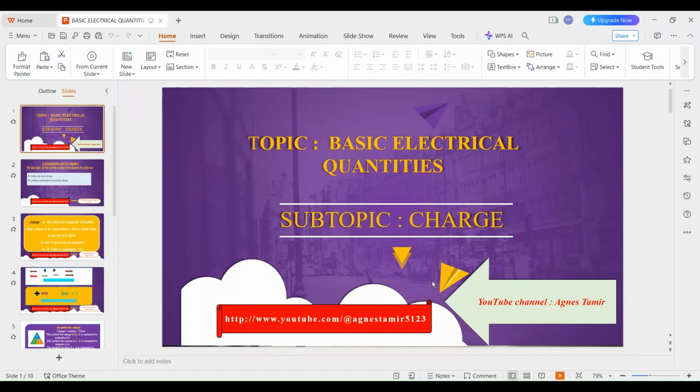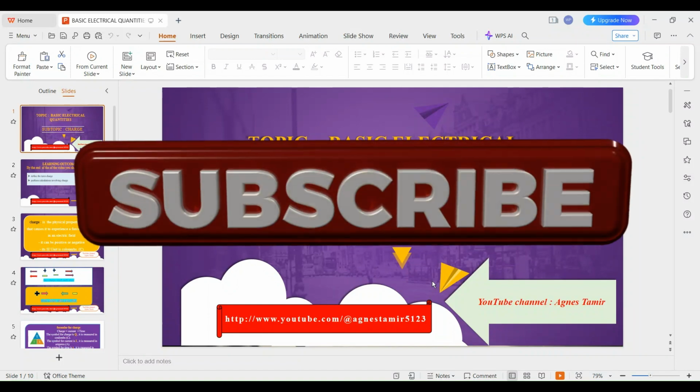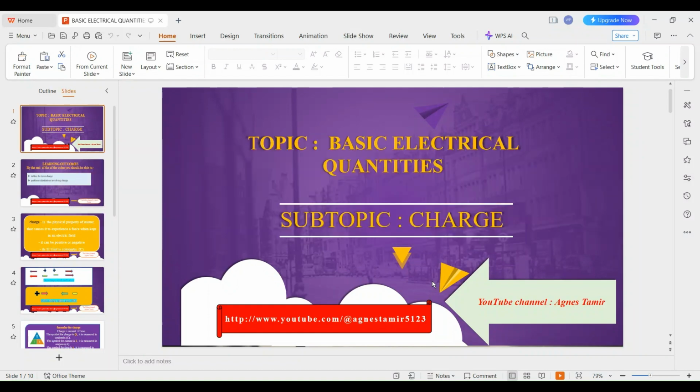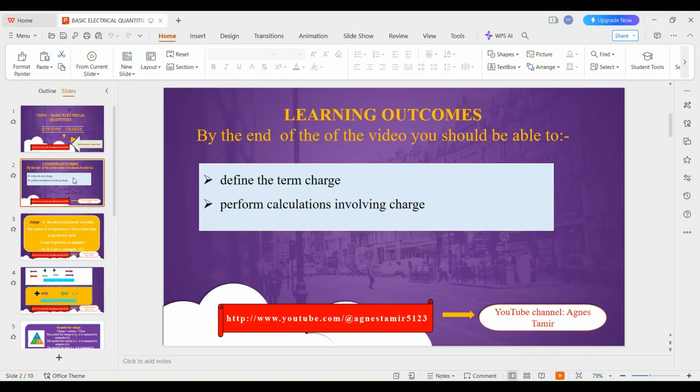We are still looking at topic number 1, basic electrical quantities, and our subtopic is charge. Previously, we have looked at Ohm's law and power, and today we are going to look at charge. By the end of the video, you should be able to define the term charge and also perform calculations involving charge.